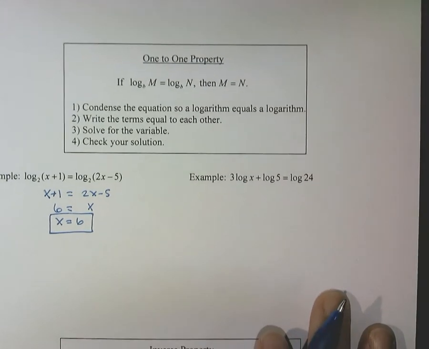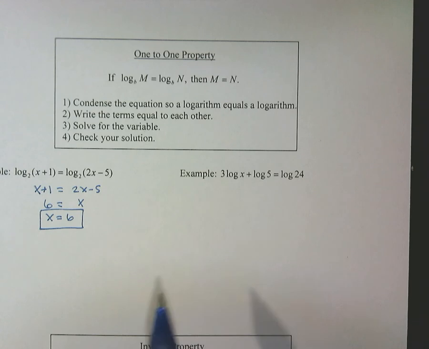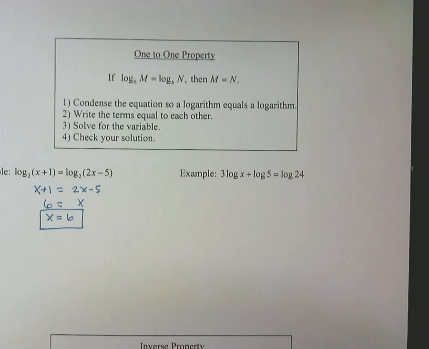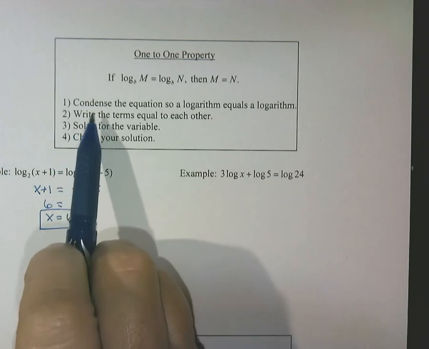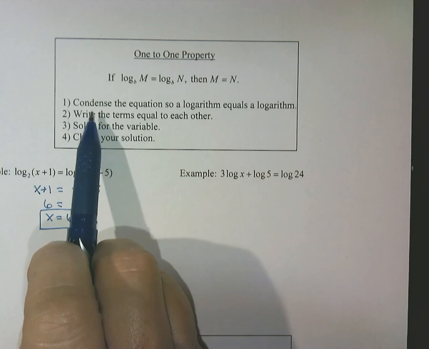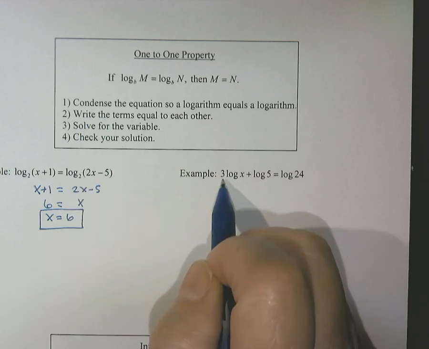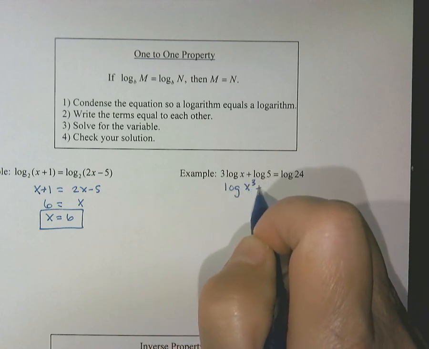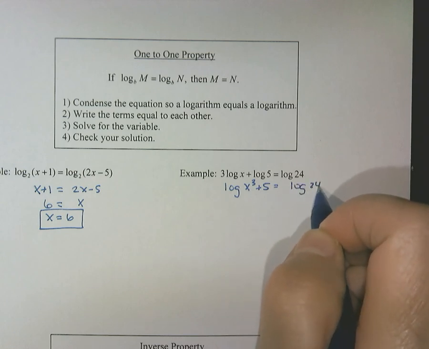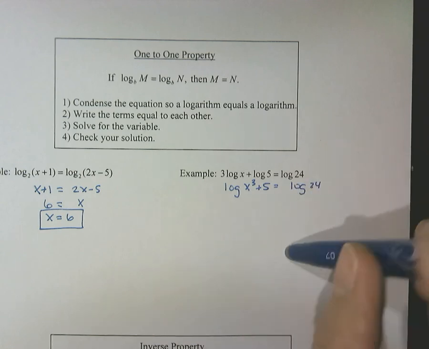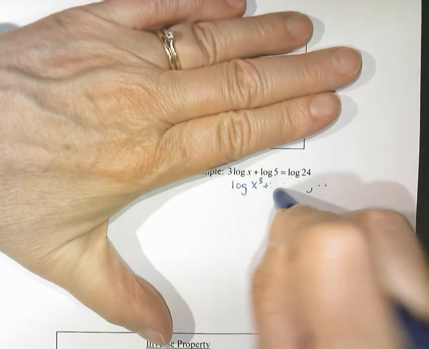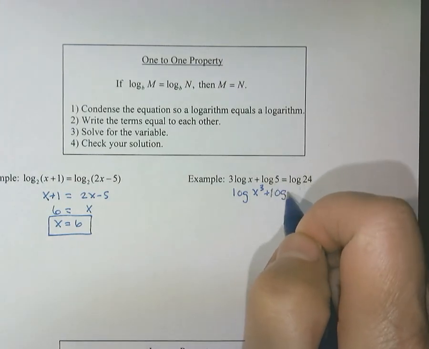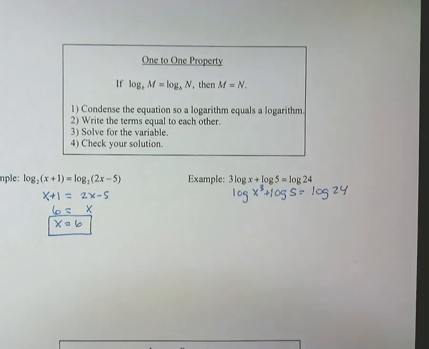The next example has a little bit more work with it. I don't have a logarithm equal a logarithm, so I have to do some manipulating. My directions tell you to condense the equation so a logarithm equals a logarithm. So when I condense this, I'm going to use the power rule. So I have log x cubed plus 5 equals log 24. Oops, I made a mistake. Log x cubed plus log 5 equals log 24.